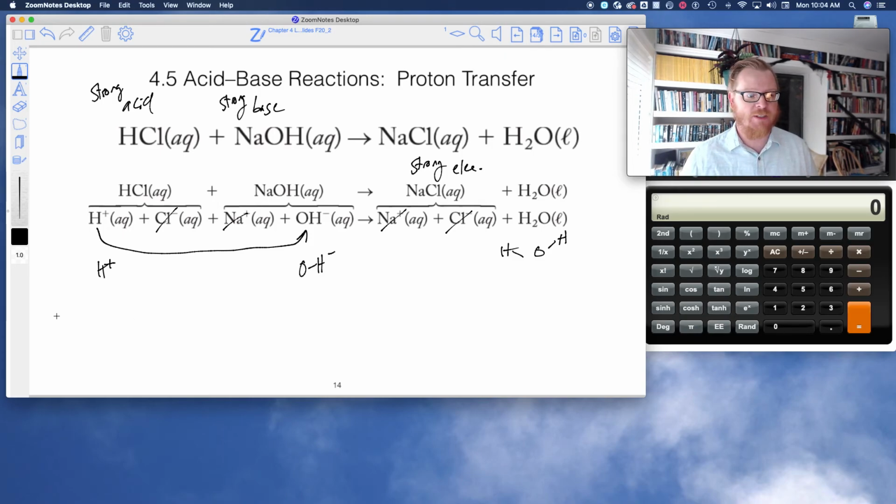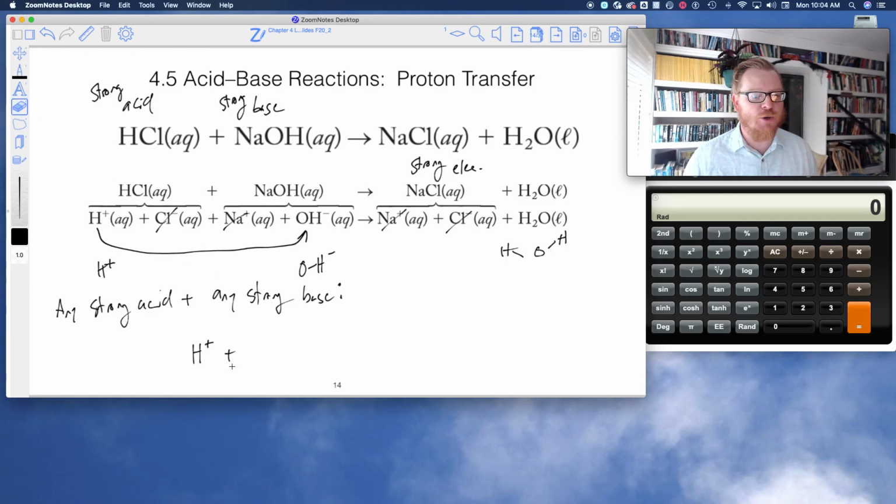with any strong base. So let's say any strong acid plus any strong base always yields the following shorthand. I'm going to give it another name soon. I don't want to confuse you too much yet. For now, let's just think of this as a shorthand reaction, an abbreviation or something like that. We actually call it the net ionic equation. I'm going to introduce that shortly.